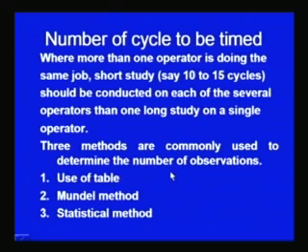So, this is a very general kind of situation where preference should be given to timing the different elements for a group of workers rather than on a single worker. Three methods are commonly used to determine the number of observations to be carried out for each element related to the job, so that the desired accuracy and degree of confidence in the data can be obtained. These methods are the use of the table, the Mundell method and the statistical method. One by one, these three methods will be covered in detail.